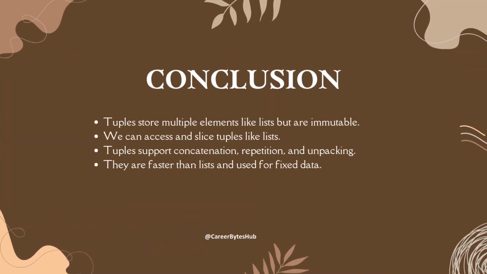As we wrap up this lesson on Python tuples, let's quickly summarize what we have learned. We started by understanding that tuples are ordered collections, just like lists, but the key difference is that tuples are immutable. Once created, their elements cannot be changed, added, or removed. We learned how to create tuples using parentheses, access their elements using indexing, and perform operations like concatenation, repetition, and slicing. We also explored tuple packing and unpacking, which allows us to store multiple values inside a tuple and extract them efficiently. Finally, we compared tuples versus lists and learned that tuples are faster, memory efficient, and useful for fixed data.